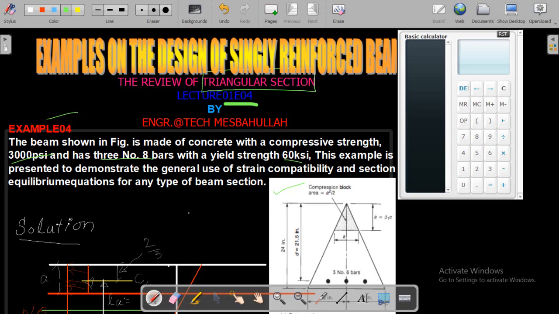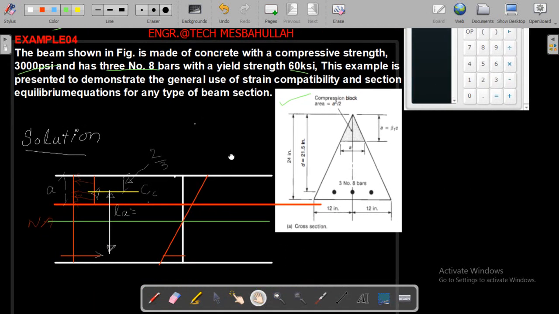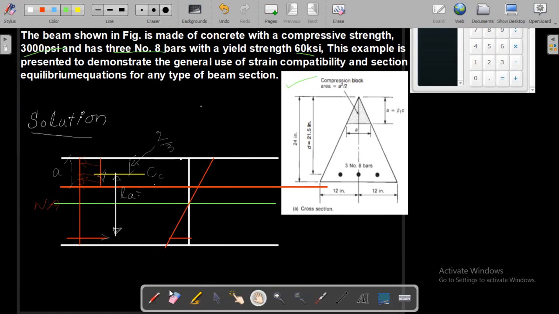This example is presented to demonstrate the general use of strain compatibility and section equilibrium equations for any type of beam section. This is an example which will elaborate how to use the strain compatibility equations and how to use the equilibrium equations. Like you can see here in the section, most of the time we assume C equals T, and here is the lever arm. As we already discussed for a rectangular section, if the section changes to any irregular section, how can you use these compatibility and equilibrium equations?